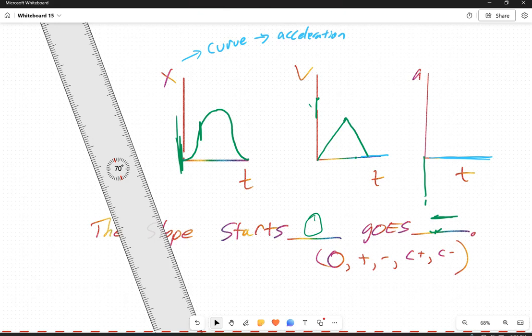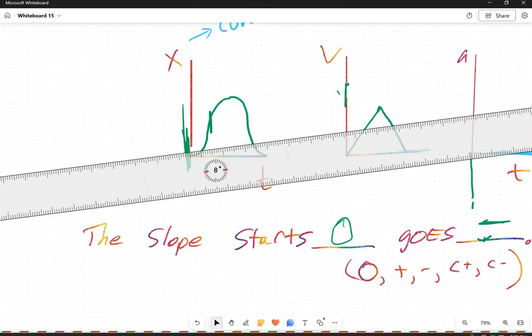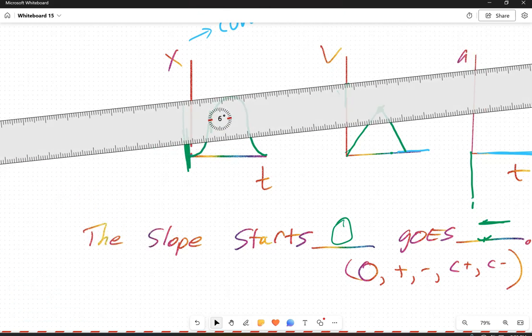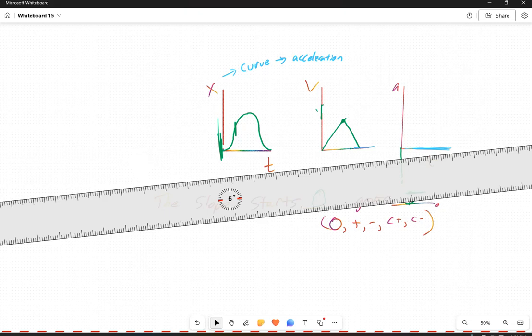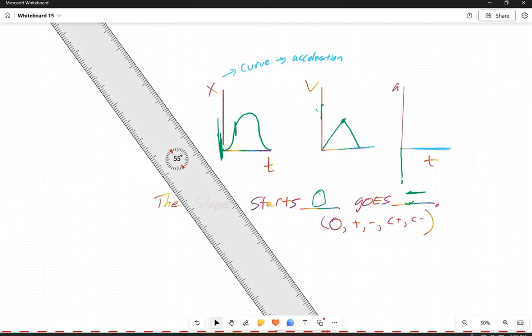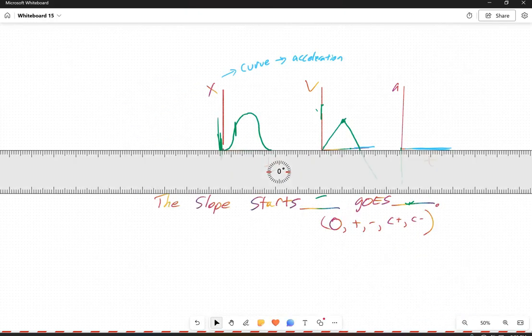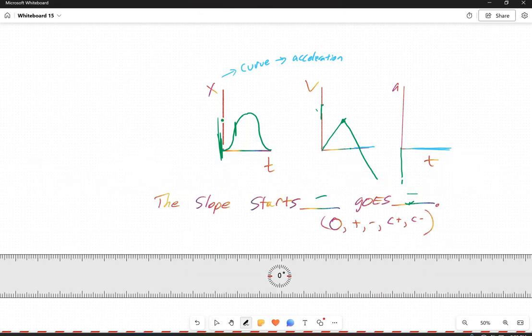Wait, but doesn't it go in the opposite direction when it goes below the 0? It's not going below the 0, it's going down. Hold on. So for this section, we went from 0 to positive, then from positive to 0. Now, I just haven't drawn it yet. Now 0 to negative. And now the last little section is negative to 0. But getting closer to 0 means it's like slowing down.